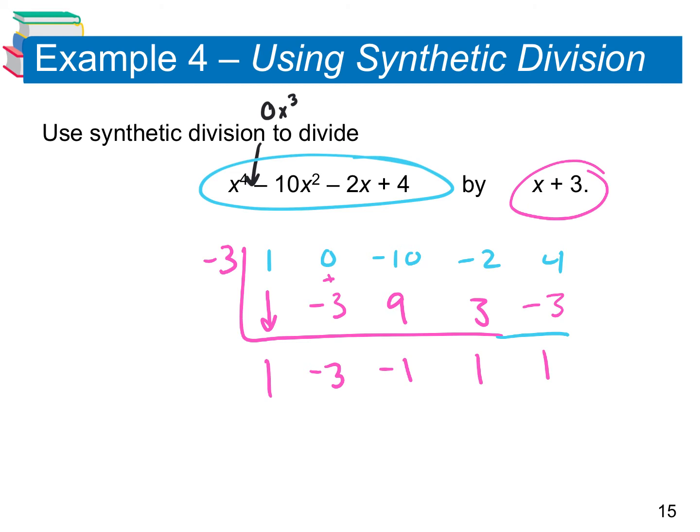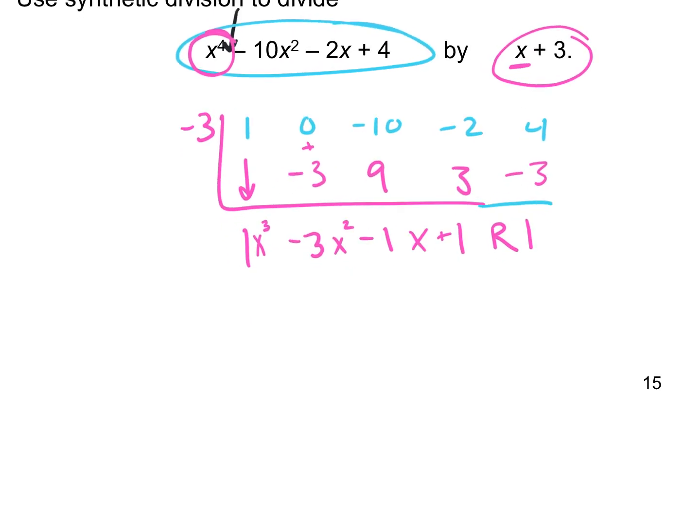Now what I just found are the coefficients to my answer. If I started with x to the 4th power and I divided by just an x, my answer is going to start with x to the 3rd power. It's just 1 degree less than that. So this will be 1x cubed minus 3x squared minus 1x plus 1. And the last number is your remainder. So my answer would be x cubed minus 3x squared minus x plus 1, remainder 1.